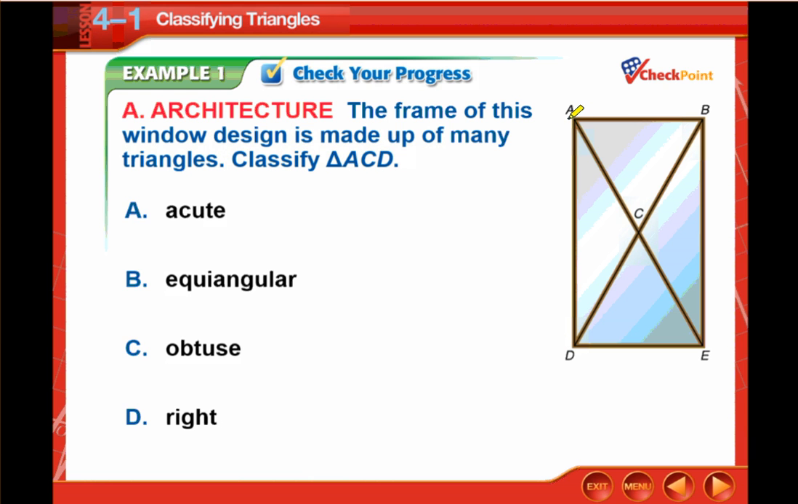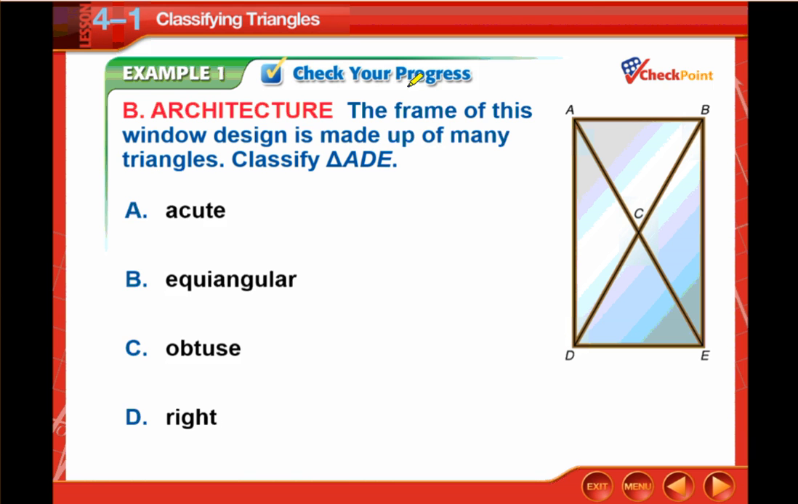So triangle ACD would be this triangle. And that triangle would be an obtuse triangle because angle ACD is an obtuse angle. So we're talking about an obtuse triangle.